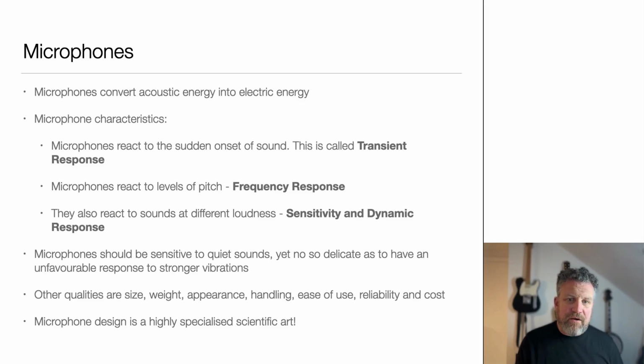Microphones have a number of characteristics. So the transient response is how quickly the mic responds to changes in sound. The frequency response is the range of pitches that it can react to, very, very low sounds to very, very high sounds. The sensitivity and dynamic response of a mic refers to the variance it detects between a very low volume and very high volume sounds. And there's other characteristics around microphones such as size, weight, form factor, etc. Reliability would also be a factor too.